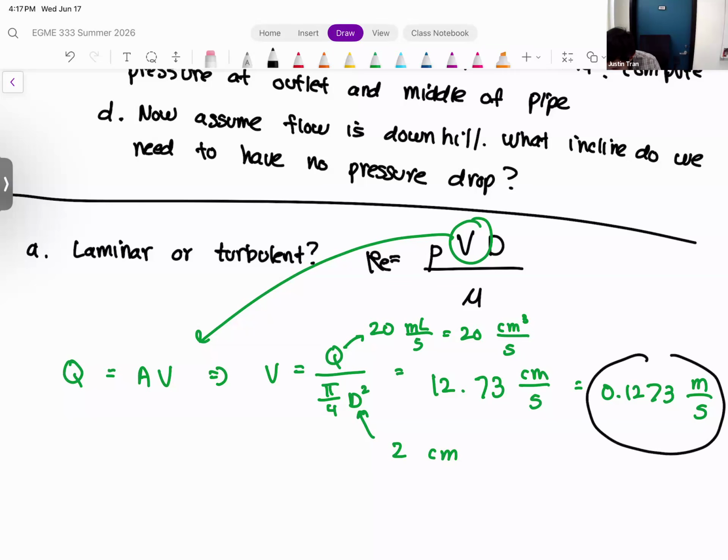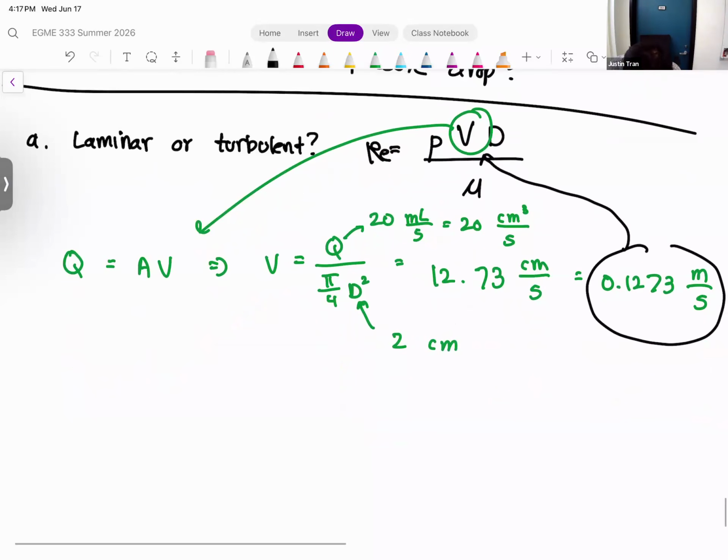So let's take this velocity and let's plug it into our equation for the Reynolds number. Okay. So Reynolds number is going to be the density. Density that's given to us in the problem is 900 kilograms per meter cube. Our velocity that we just computed is 0.1273 meters per second. Diameter was given to us in the problem as 2 centimeters, which is 0.02 meters. And the viscosity was 0.4 Newton seconds per meter squared, which is already in SI units. Okay. So we plug everything in.